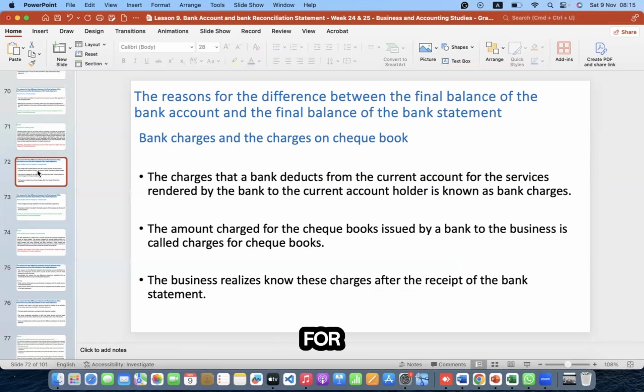The amount charged for the checkbook issued by the bank to the business is called the charges for the checkbook. Now if the bank is issuing a checkbook, the bank is charging you because it requires material purchases, printing books, transporting it, processing it, and managing all that work. For all that, it will require some amount of money, so the bank will charge you some amount.